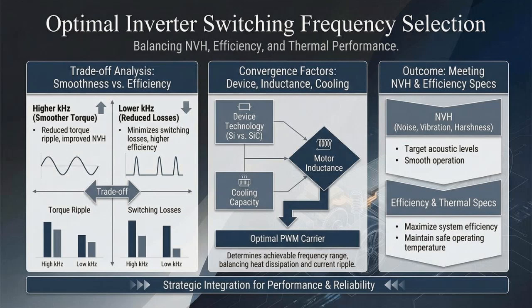We look at the trade-off in switching frequency. Higher kilohertz gives smoother torque and better driving feel, but lower kilohertz cuts switching losses and heat. The final choice depends on the power device, the motor's inductance, and how much cooling the system can handle. All three factors help us pick a PWM frequency that meets noise, vibration, harshness, and efficiency targets.